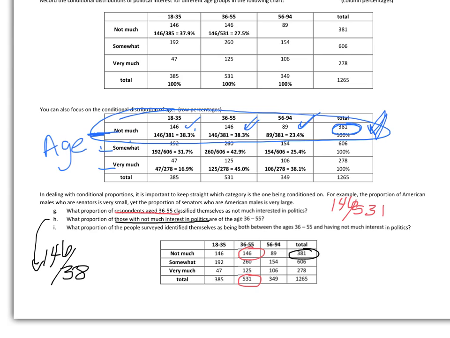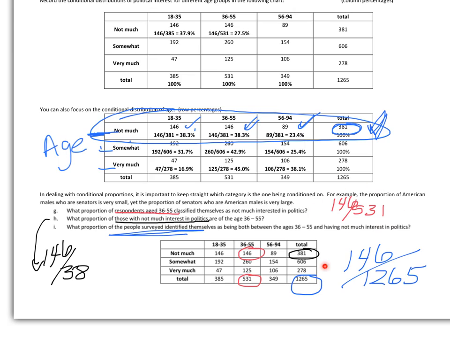And the last one, what proportion of the people in the survey? How many people were in the survey? 1,265. That will be our denominator. So out of that group, how many are 36 to 55? And that's still our 146. So three very different answers.